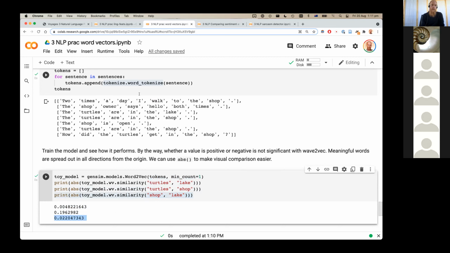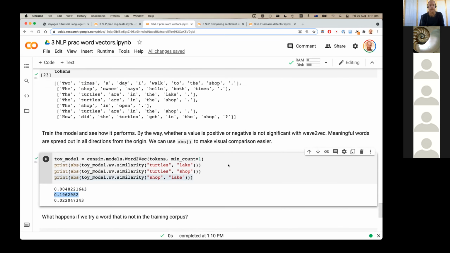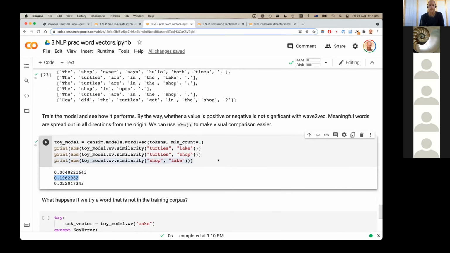So we have very few examples of recurrence of instances in the corpus. This is why the values are so low. But why do you think turtles and shop rates higher than turtles and lake? So put your thoughts into the chat while we continue.